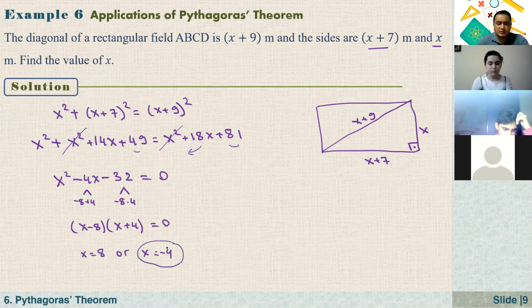So we cannot use this negative number to measure the length, so that is rejected. So the answer is, what is the question? Find the value of x. So x is equal to 8.